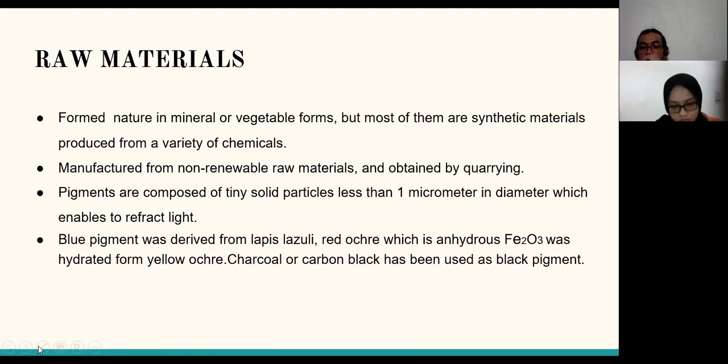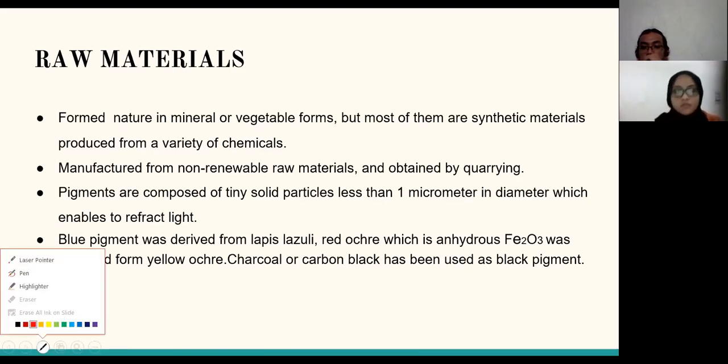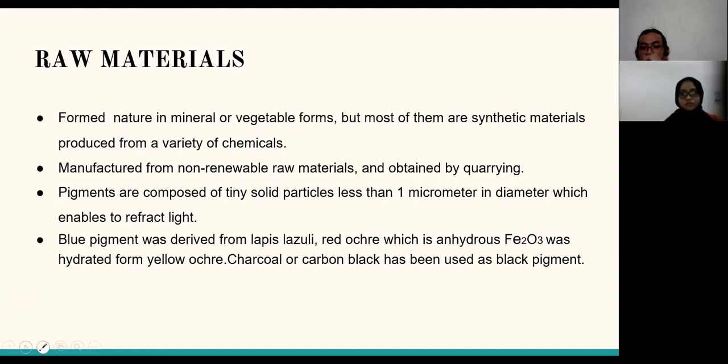So pigments can also be classified as organic, inorganic, and metallic. Followed by the blue pigment, which was actually derived from lapis lazuli. Then red ochre, which is anhydrous iron trioxide, when hydrated will form yellow ochre. Also carbon black, or charcoal, has been used as a black pigment. Next slide.